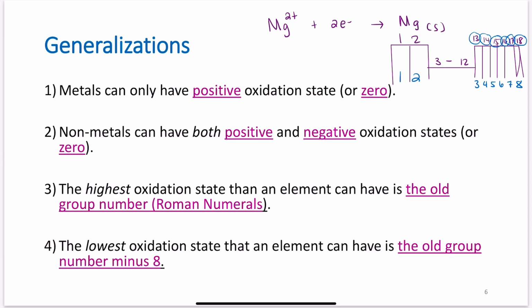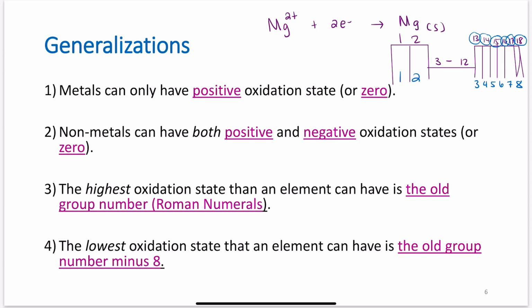That tells you the highest oxidation state that element can have. So like a noble gas can have an oxidation state up to a positive value of 8. The halogens can have an oxidation state up to a positive value of 7. The lowest oxidation state that element can have is the old group number minus 8.